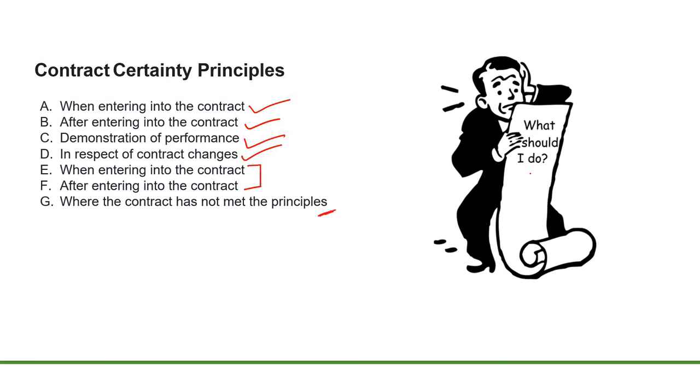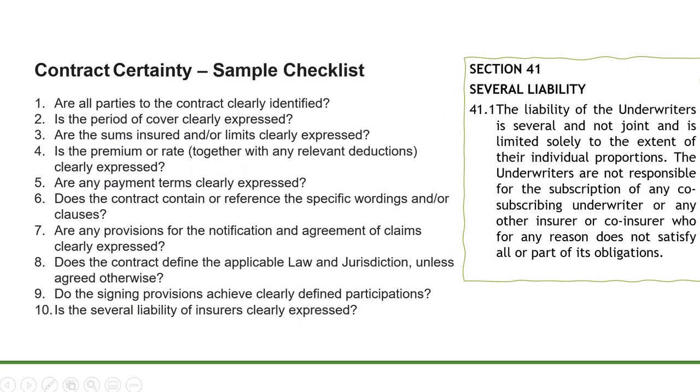The last principle, G, is talking about the situation where the contract has not met the principles. At the time when the contract has not met all the above principles, the insurer and the broker have the responsibility to resolve any exception to any of the above principles as soon as possible without any delay. Going forward, let's see some of the sample checklists which help them to achieve the contract certainty. These are just a sample, right?